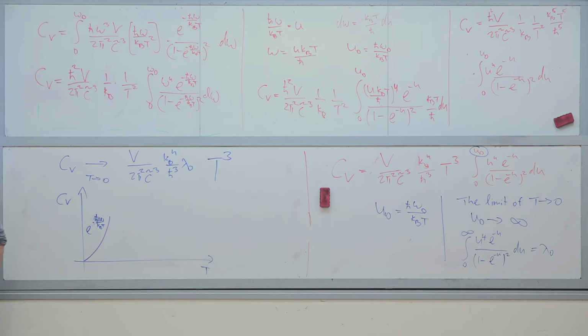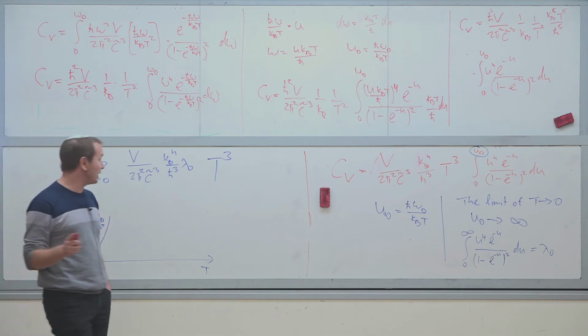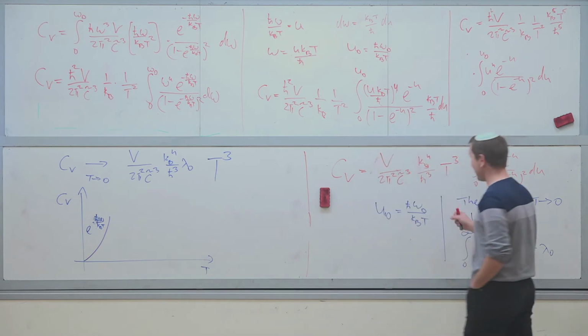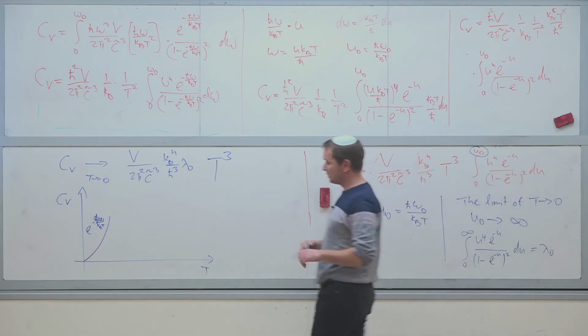Okay. Now what happens in our case? What happens in our case is that we have this T to the third.